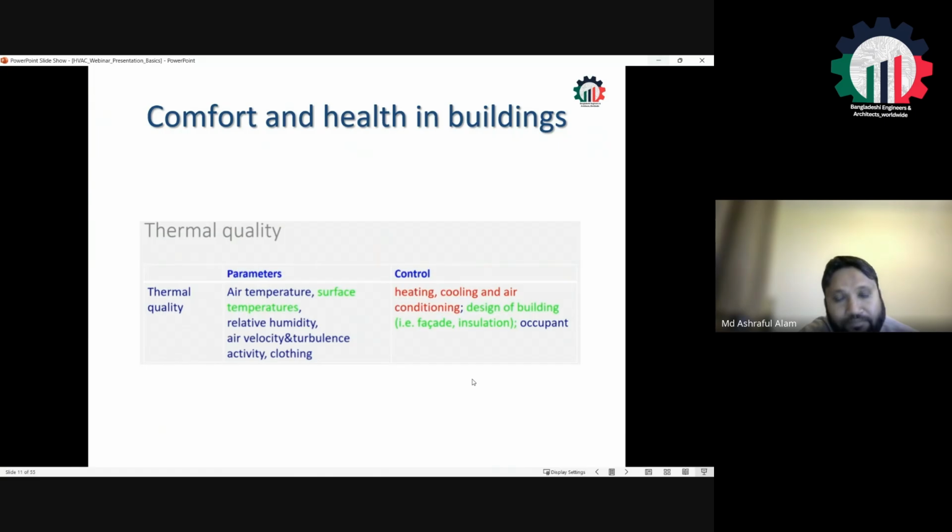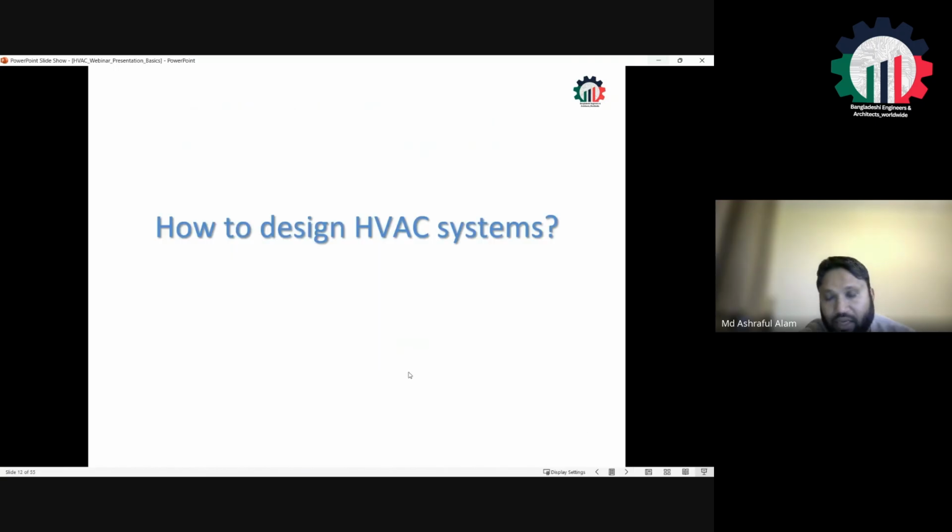Next slide. The thermal quality, as we know, is regarding the heating, cooling, and air conditioning of the building. So this involves the air temperature, surface temperature, relative humidity, air velocity, turbulence, activity, clothing, all related to this thermal quality. So that was the brief discussion about why we need the HVAC and how HVAC can improve our everyday life.